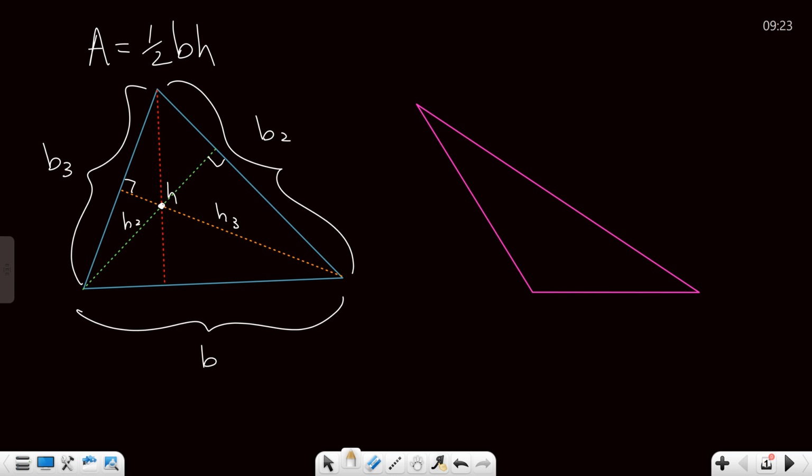Now, the same thing happens over here. I can do it 3 different ways, but realistically speaking, what we're going to be concerned about is this height. The height doesn't need to be inside the triangle. It can be outside the triangle. However, this is just the base. We exclude that part there. It's not needed.